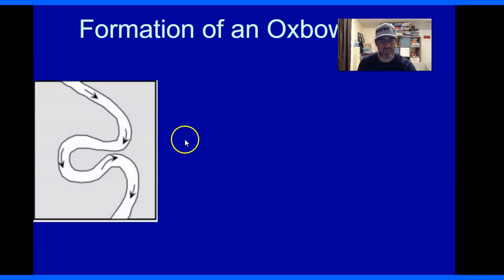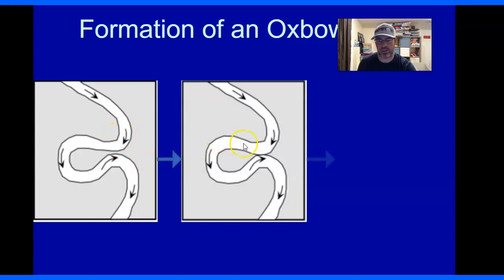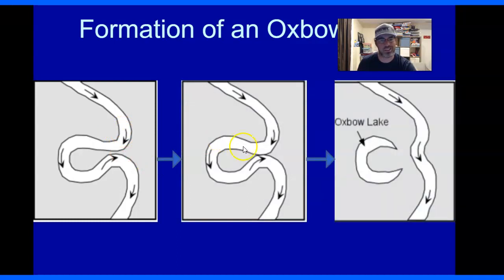All right, so step by step, Oxbow Lake: meander loops get closer together. Okay, they touch, it gets cut off. It's as simple as that.